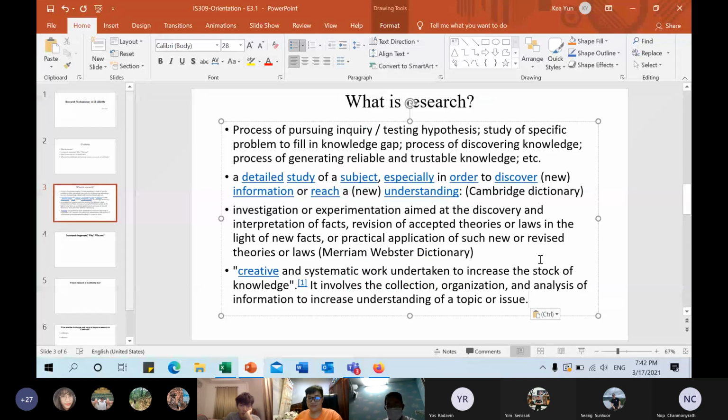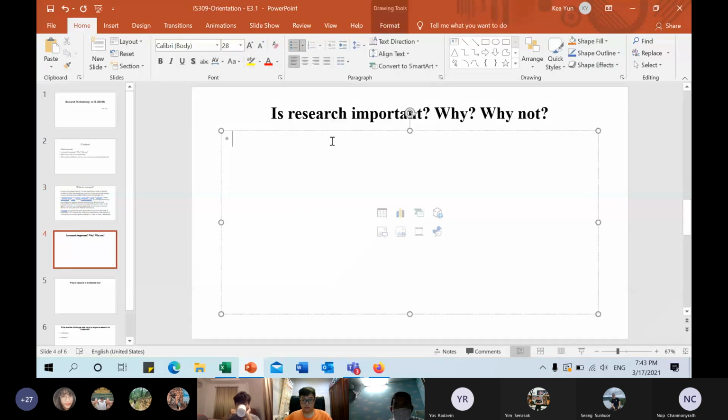So I think it's good if you compare different definitions. They are not much different, just definitions by different sources. They're very similar. Some have some extra detail that complements each other. Okay, so you have 4 sources here. And now we move to research is important. So is research important or not? Why or why not?